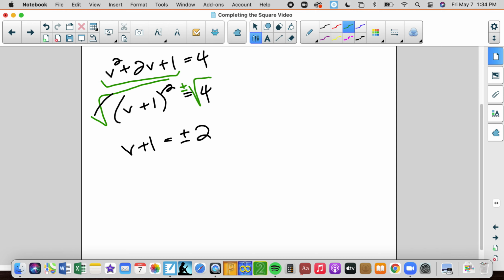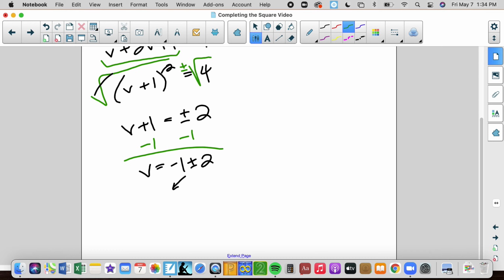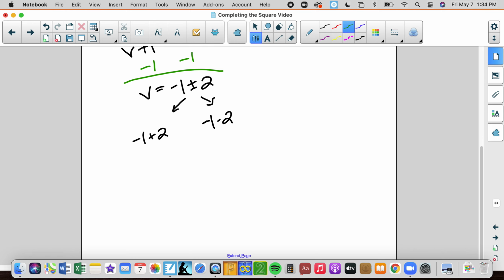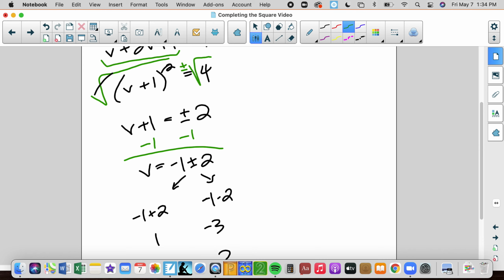Now we're still solving for the variable v. What's happening to it right now? 1 is being added to it, so I'm going to do the inverse of that. And that gives me v equals -1 plus or minus 2. And I can write two statements from that. I can do -1 plus 2, and I can do -1 minus 2. -1 plus 2 is 1, -1 minus 2 is -3. So my solution is -3, positive 1.